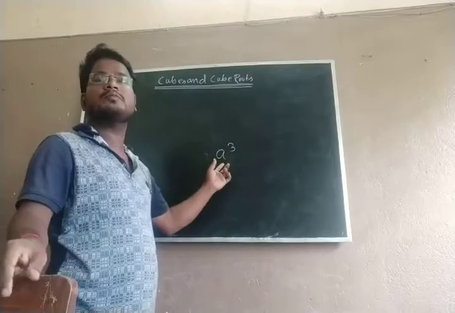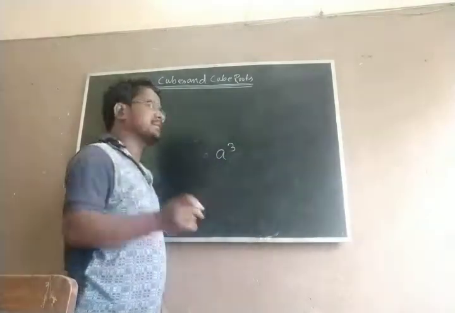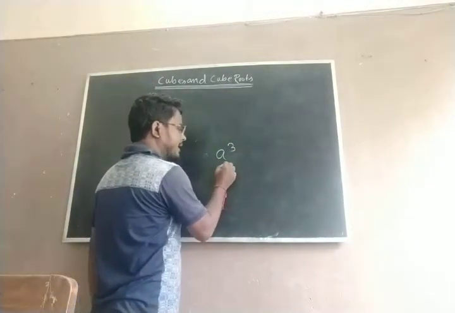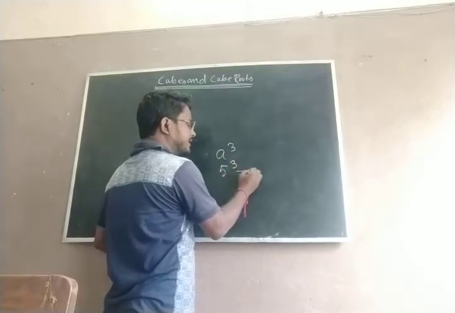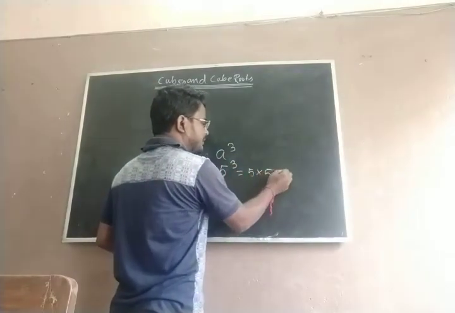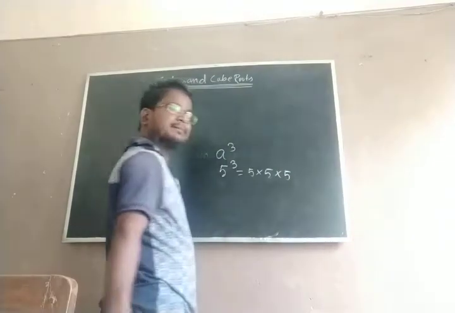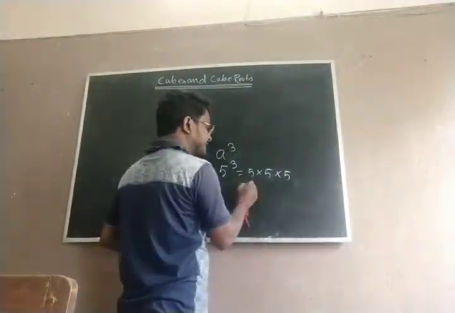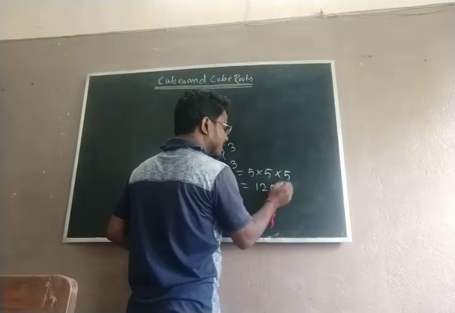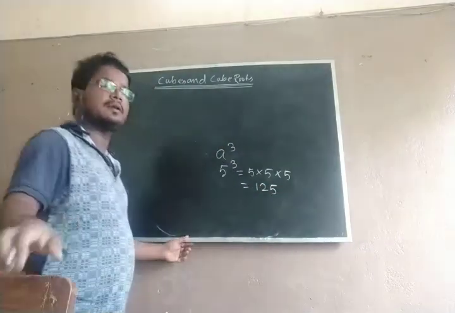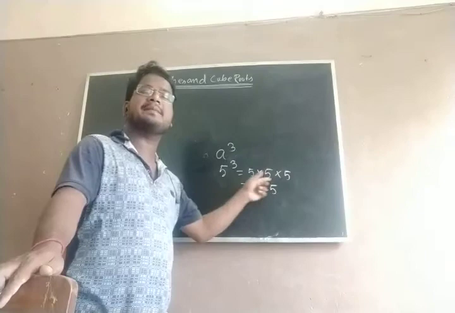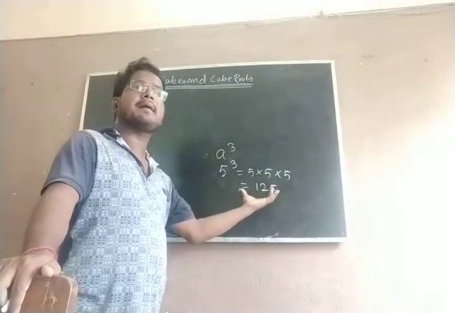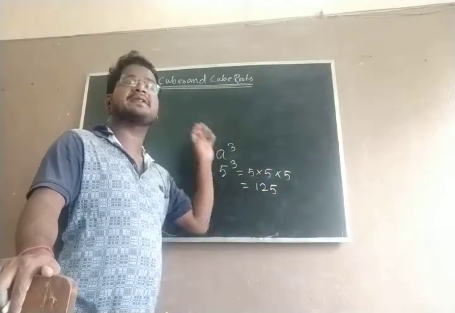So volume of a cube means a cube. This is the cube. If a is 5, then its volume will be 5 cube. So it can be written as 5 into 5 into 5. Multiplying this, it will be equal to 125. Then 125 is called the cube number or perfect cube.